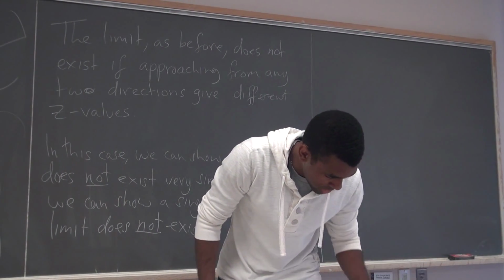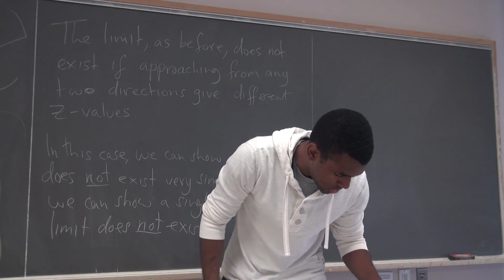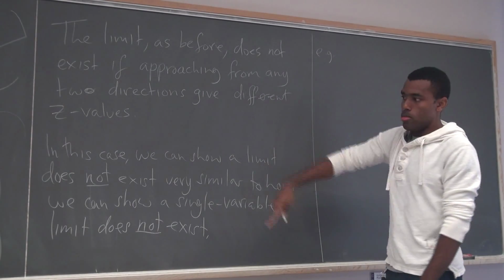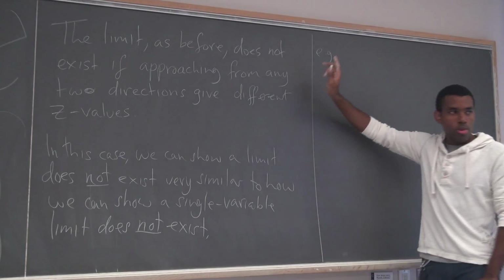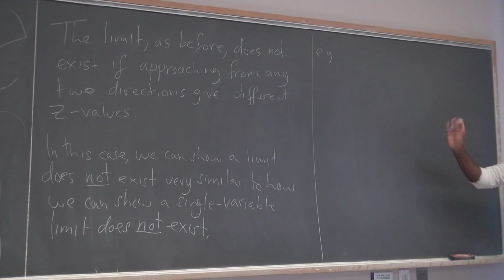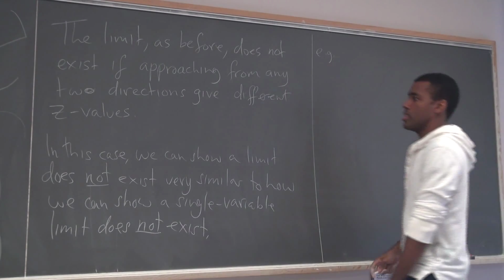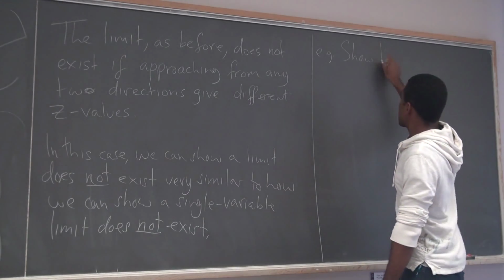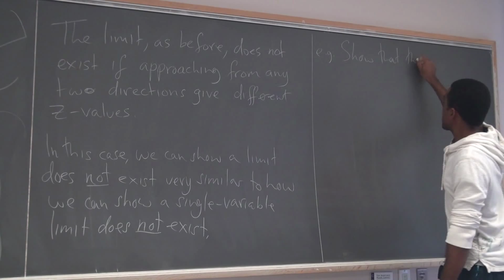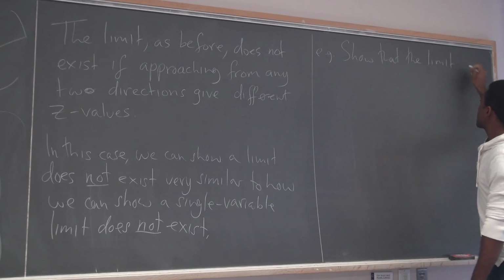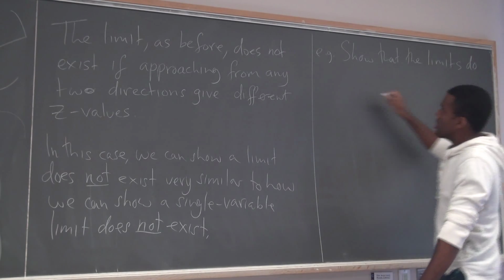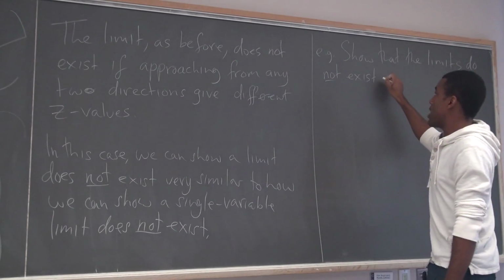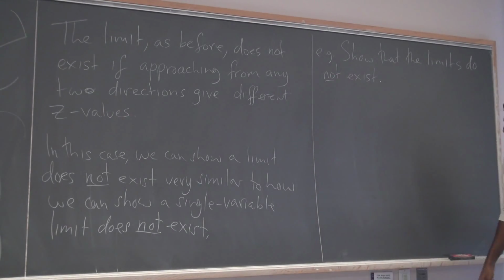Let's actually illustrate with an example, and then I'll give you guys some steps. These are very important problems, by the way. You always have a problem like this on your final, to find a limit or show it does not exist. So pay attention now. Show that the limits do not exist. Meaning, find two paths where the z values don't match up.